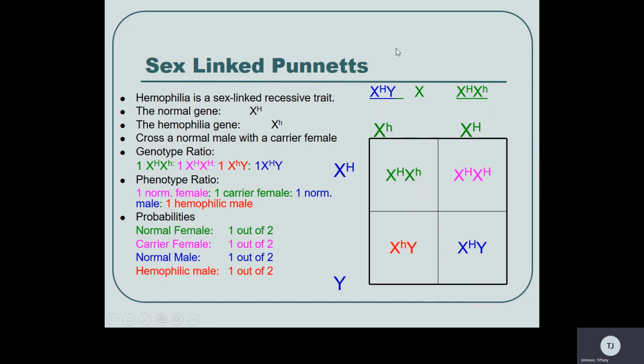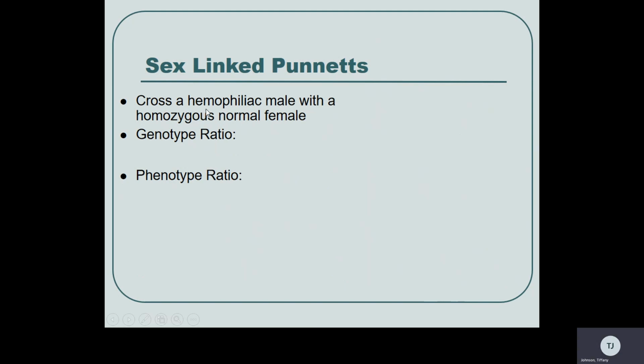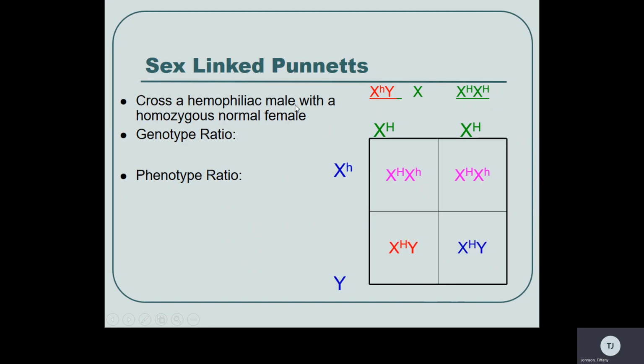All right, so let's try another example. I'm gonna cross a hemophilic male with a homozygous normal female, and so he's X little h. Again, he only has one option because he only has one X chromosome, so he's X little h, and then Y, and then she's completely normal. She's got big H, big H. You know, she's totally normal. This is what that looks like.